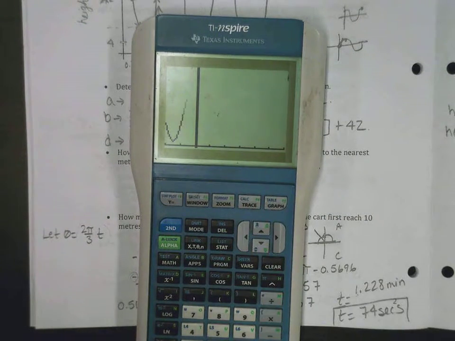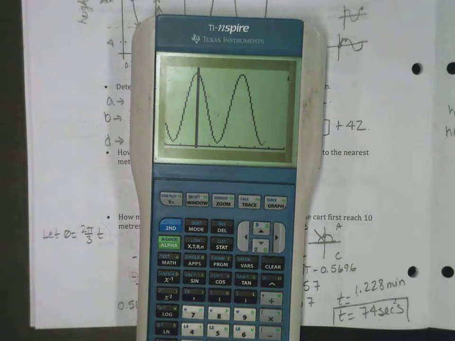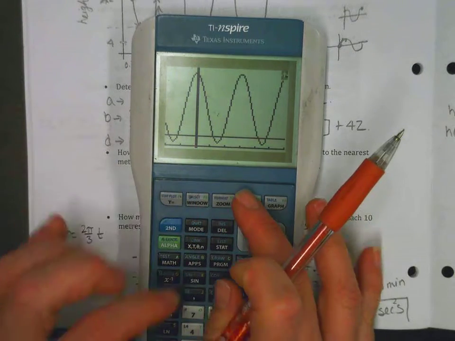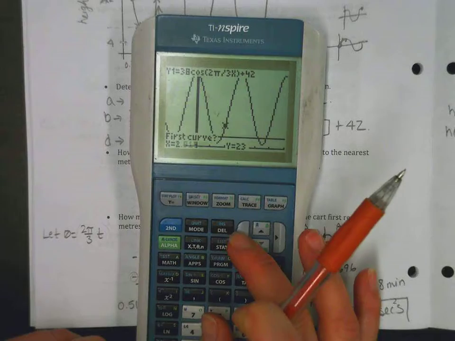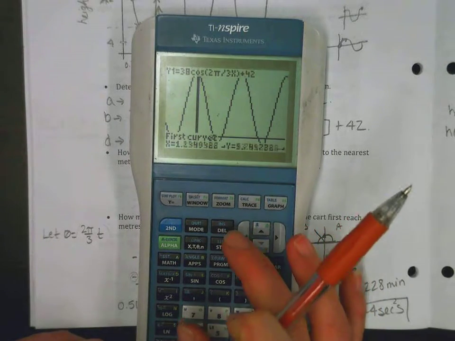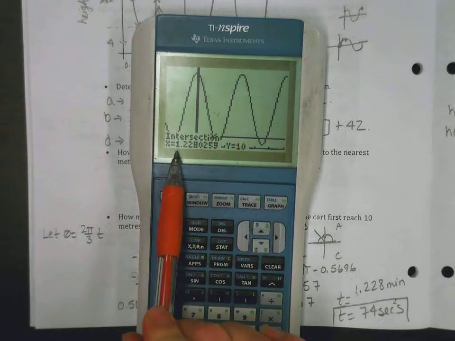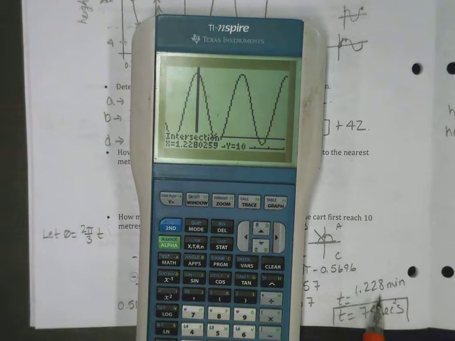So if I go second trace, number 5 for intersect, move my cursor over here, enter, enter, enter, I should get the exact same value, 1.228, which is what we got algebraically, and then changing that to seconds would be 74 seconds. Okay, and so that is a real world problem with trig functions using an algebraic approach.